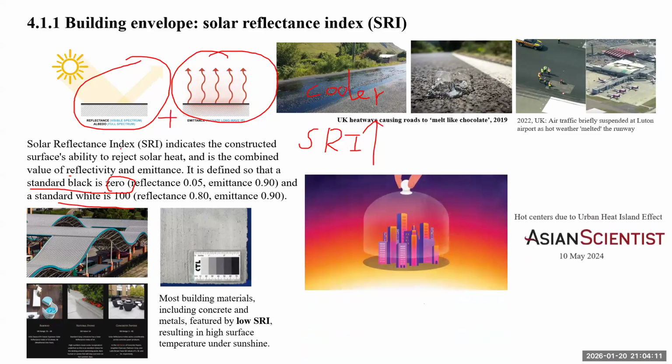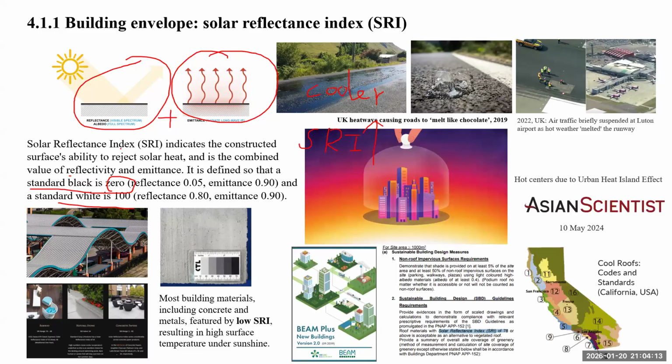Okay, and in fact, in BEAM Plus, we start to have this solar reflectance index. For BEAM Plus, they recommend for the roof, green roof materials, sustainable building design, a solar reflectance index of 78 or above. Okay, it means a cooler roof.